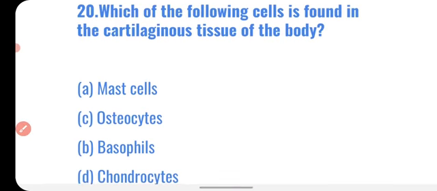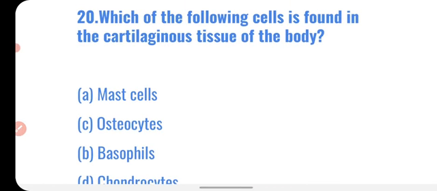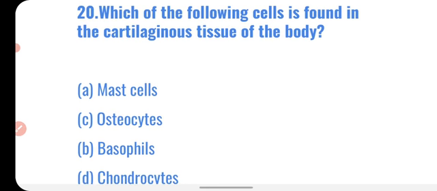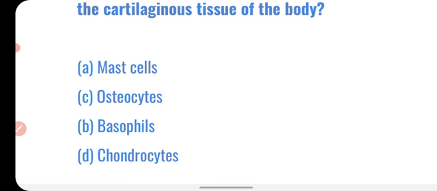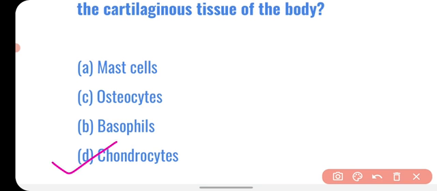Now the next question is, which of the following cells is found in the cartilaginous tissue of the body? So which cell is found in our cartilaginous tissue? Mast cell, osteocytes, basophils, chondrocytes. So our cartilaginous tissue, which is a kind of skeletal tissue, contains chondrocytes. So the correct option is chondrocytes.